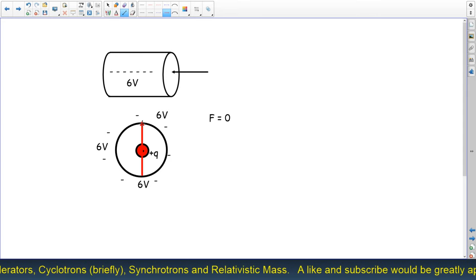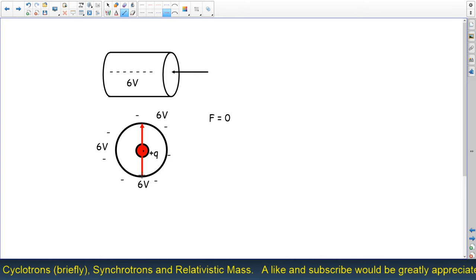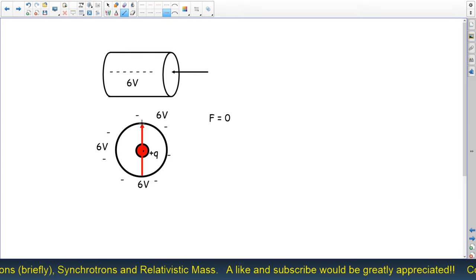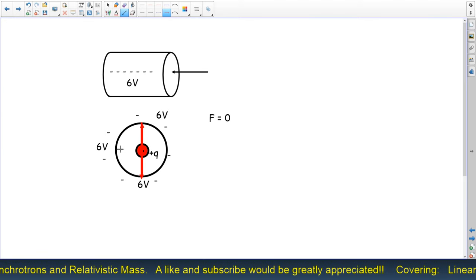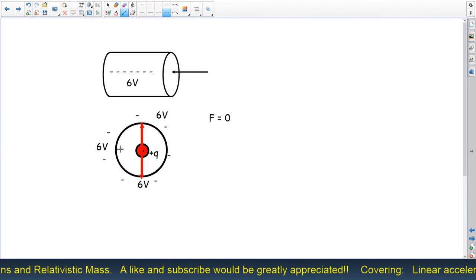But if I decided to move from this 6 volts to that 6 volts, well, why would I? Because it would be equally valid for me to move that way to that way. There's no potential difference.